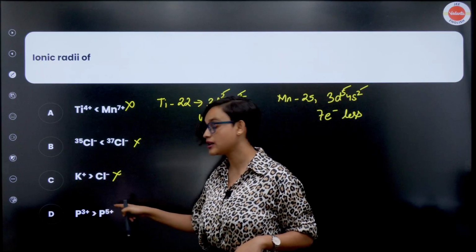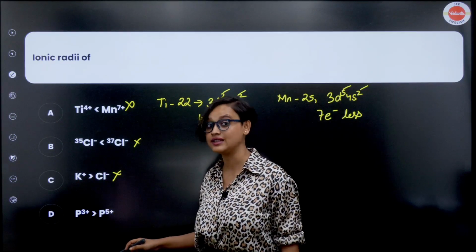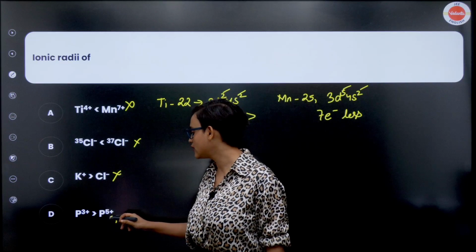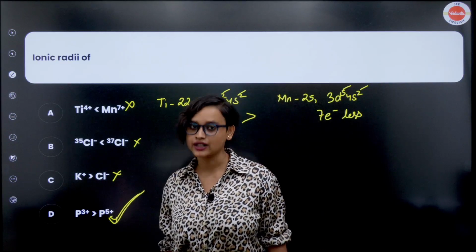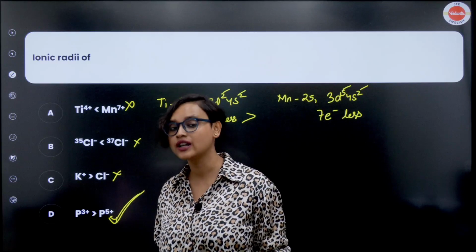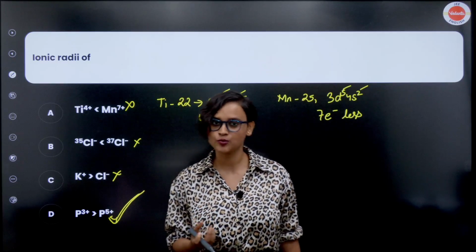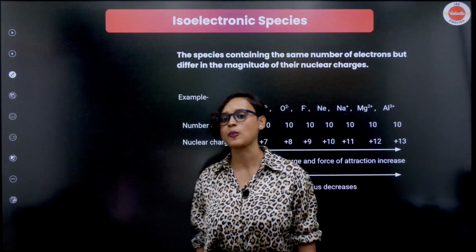P3+ is greater than P5+. This makes sense. If you have lost 3 electrons, then definitely your size will be bigger than with 5 electrons lost. If you have lost 5 electrons, obviously your size will be smaller. Got it? Okay.